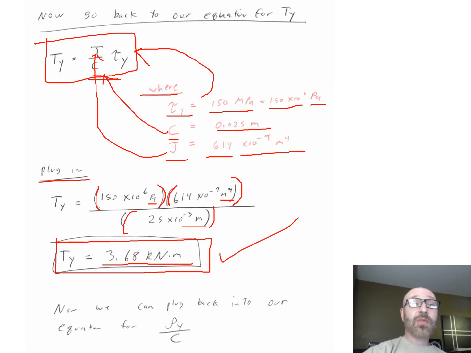And then from that, we recall, now that we have my T sub Y, and did all that extra stuff, we can go back in and solve for our equation for my rho sub Y over C, which we're looking for, that radius there.